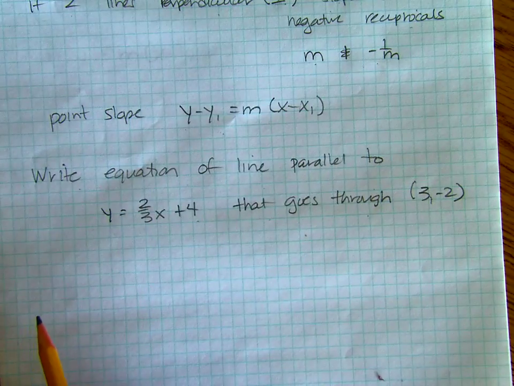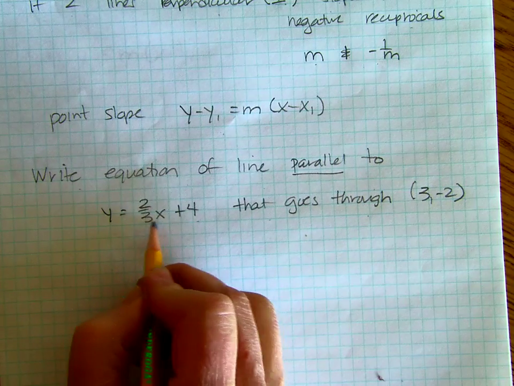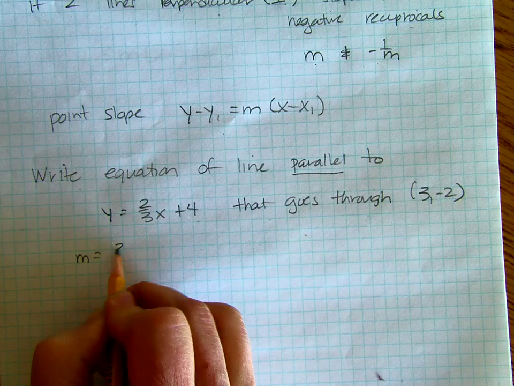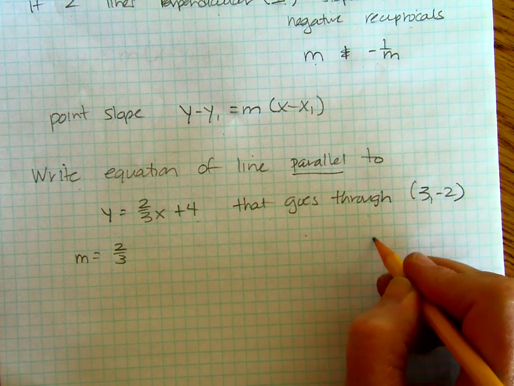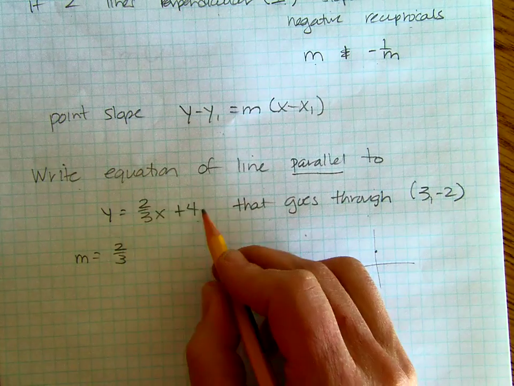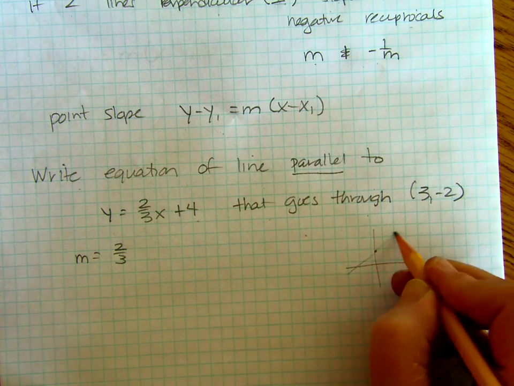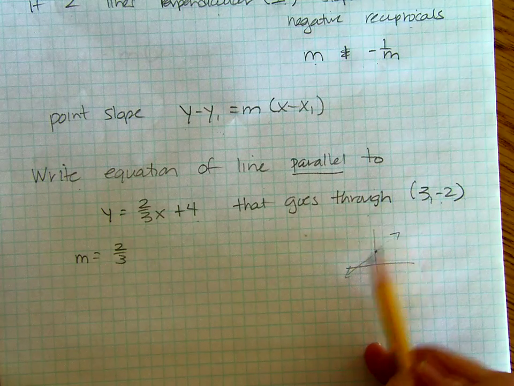So if I want to write an equation of a line parallel to this line, y equals 2/3 x plus 4, but it goes through the point (3, -2). Because it's parallel, I know the slopes have to be the same. So my slope is 2/3. The y-intercept is irrelevant because if you think about it, here's my line. This line goes through 4 and has a slope of 2/3, up 2 over 3. So it looks something like this.